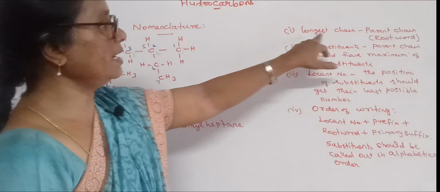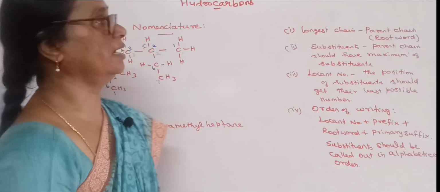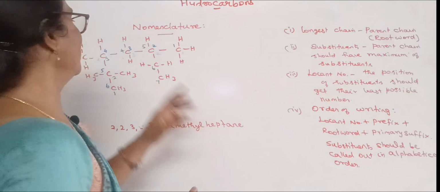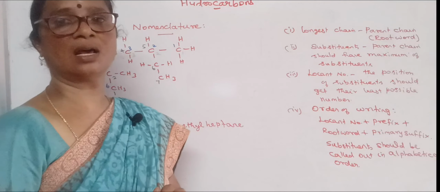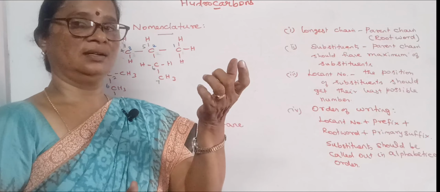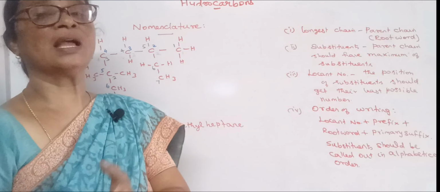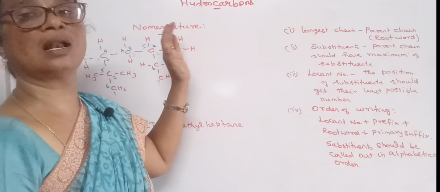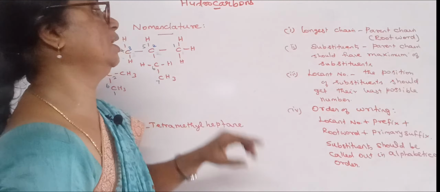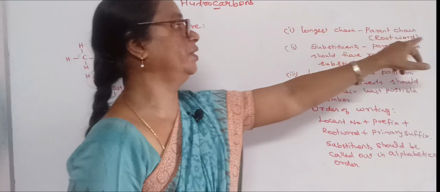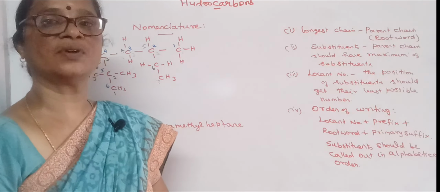After identifying the longest chain, we have to check whether the carbon atoms have a single bond, a double bond or a triple bond. If all the carbon atoms are linked by single bonds, then it gets its root word with the primary suffix "ane."